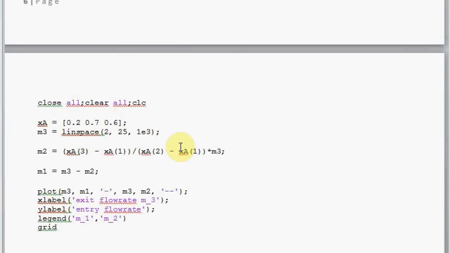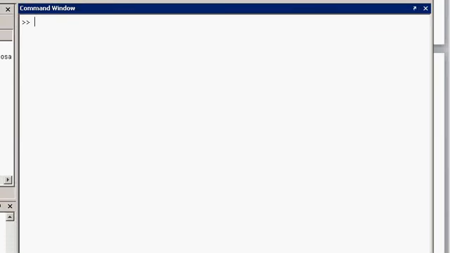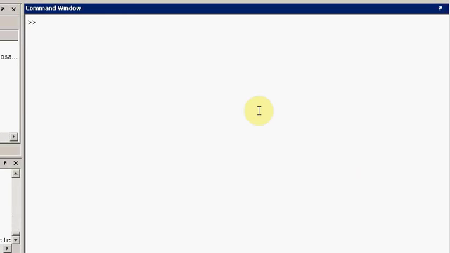So we can write the code for that. Well, let's just do it ourselves here. Let me just resize this. We say that stream 3 is in the range 2 to 25. So let's say M3 is linspace 2 to 25, and let's just use 30 points for that. And we want to calculate M1 and M2.